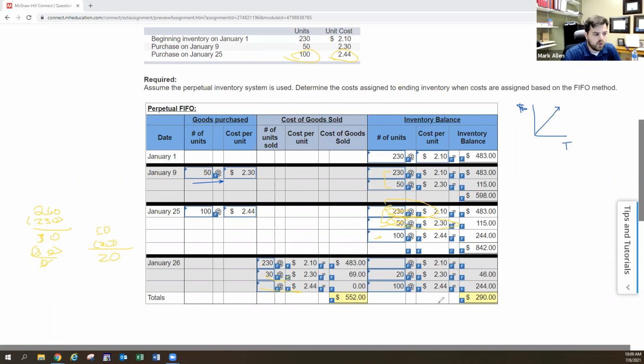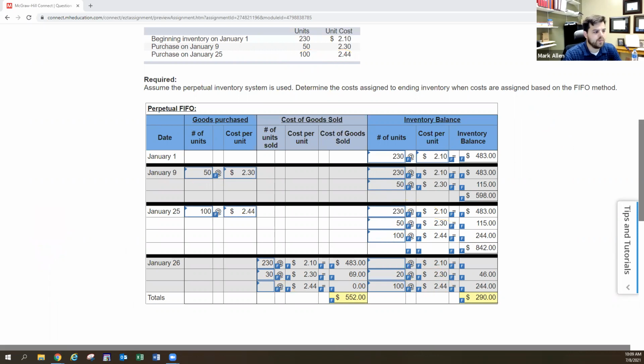Then the question is, well, what is my actual ending inventory? Well, I had 50, I've got 20 left in this layer, so I've got 20 at $2.30. And of course, I didn't sell any of these. So that 100 at $2.44 simply pulls down into my table below.